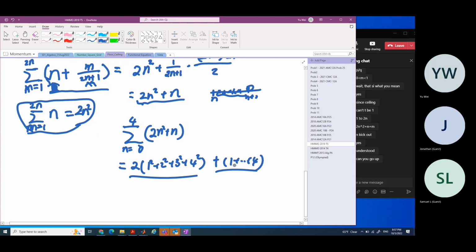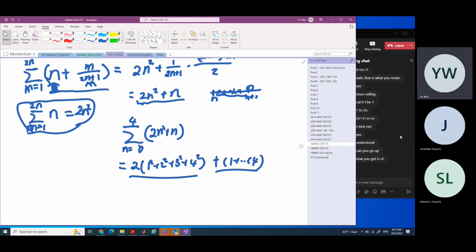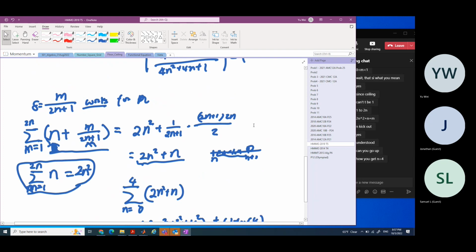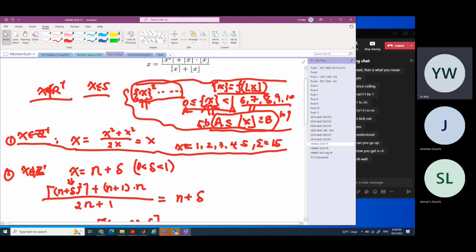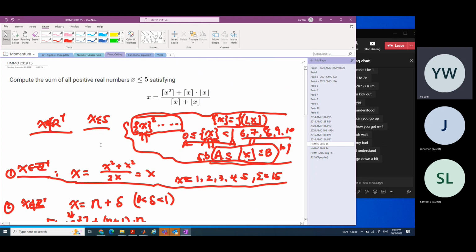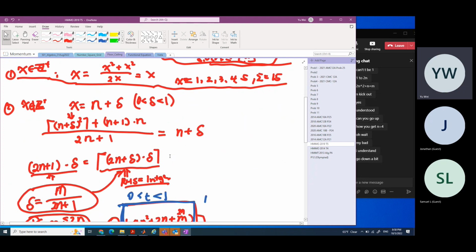Can you go up? Yes. Since x needs to be less than or equal to 5, and we are talking about all the fractional parts. Jonathan, do you understand this solution now? Sam, do you understand it? Go down a little bit.